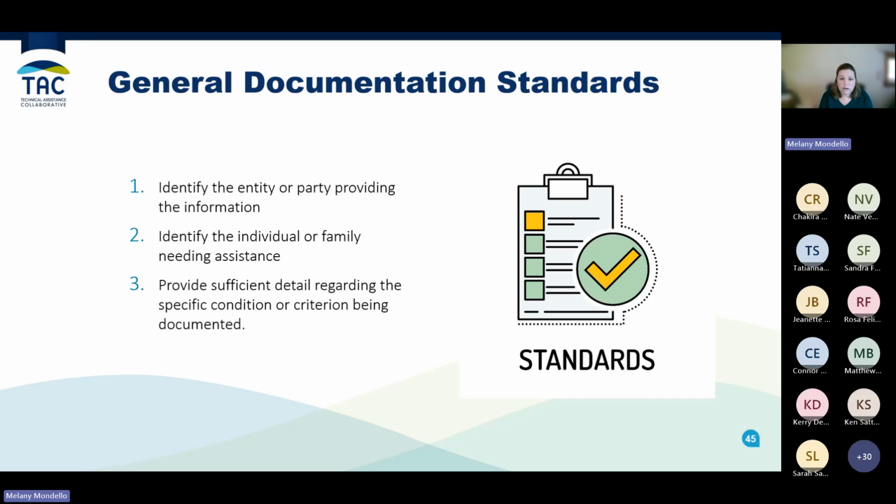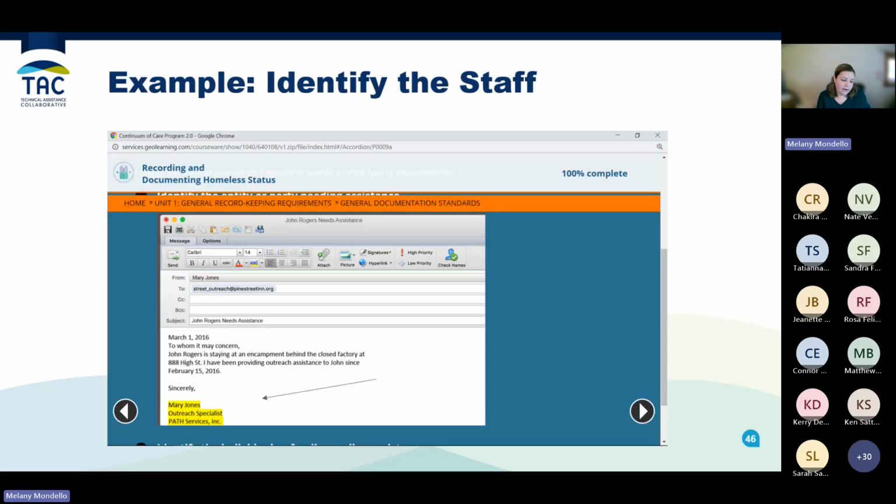HUD did a really great training module, and I checked, it's still up on the HUD Exchange. It's called Recording and Documenting Homeless Status. It's very functional. You should have it as part of your onboarding. This is a screenshot from it. I also have the link at the end in the resource list that you'll have accessible to you.